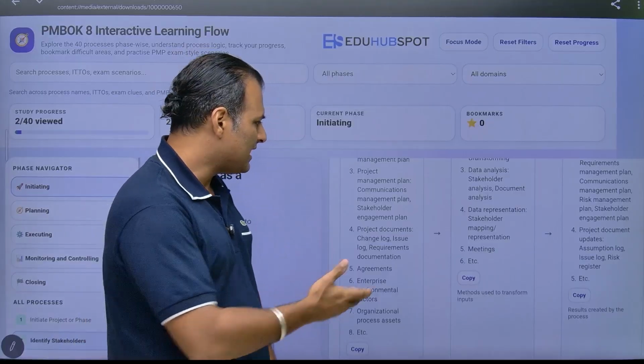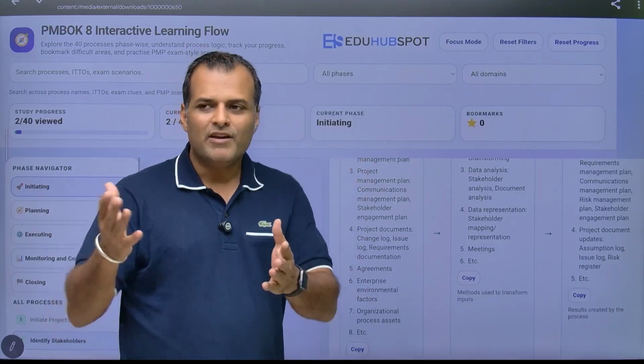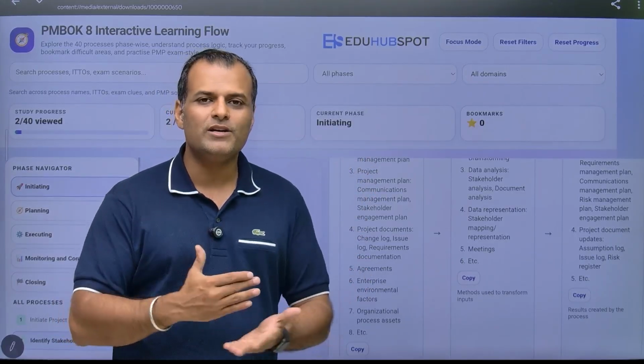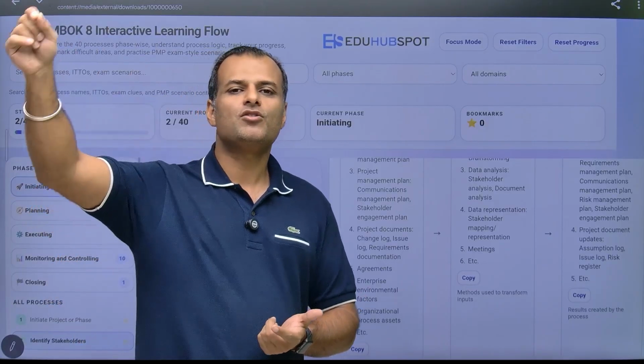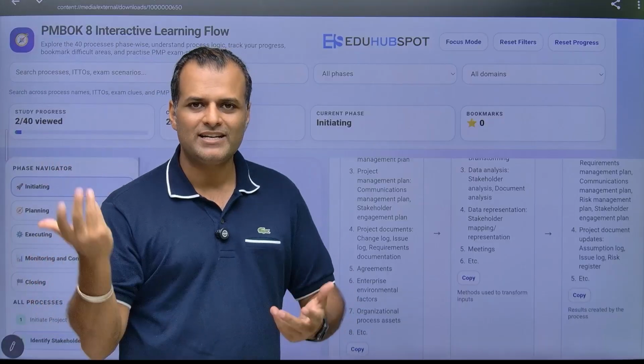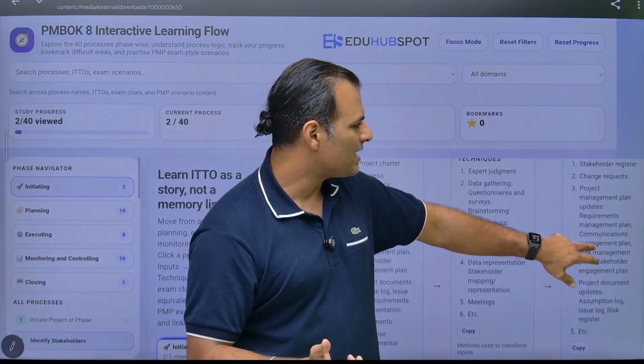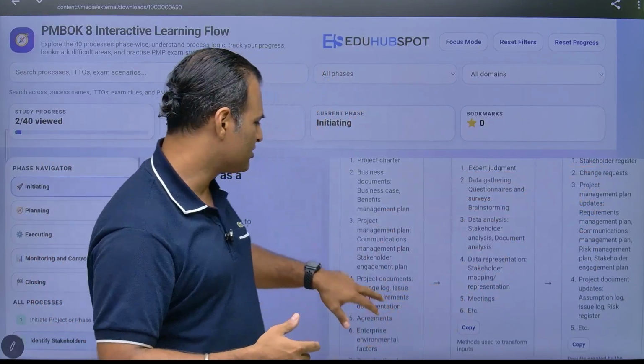For example, like the stakeholder engagement plan, right? When you are engaging the stakeholders, you will come to know that, hey, you have to inform or communicate to Mr. or Miss ABC of this department, right? That's a stakeholder. This means you will come back and update your stakeholder register also.